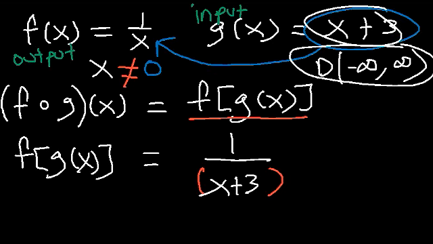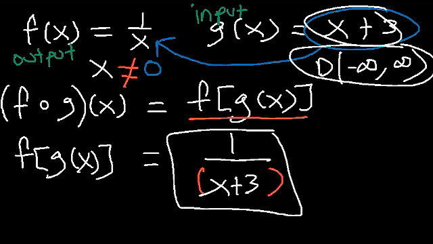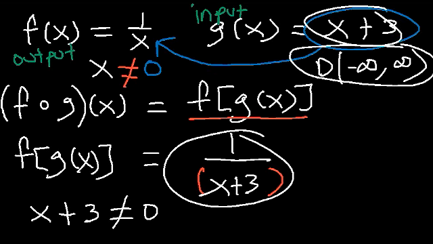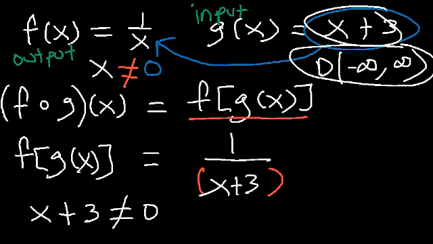So all we need to do for this example is find out what value of x will make the denominator equivalent to 0. So we know that x plus 3 cannot be 0. That's a restriction for the composite function because we have a fraction. So therefore x cannot be negative 3. It can be any other number except negative 3.